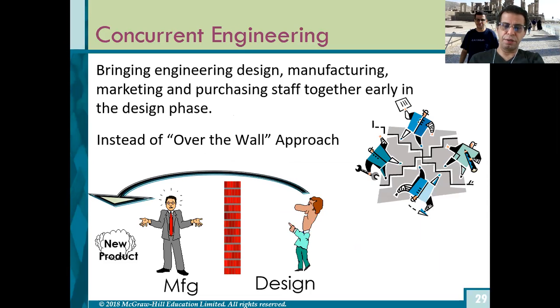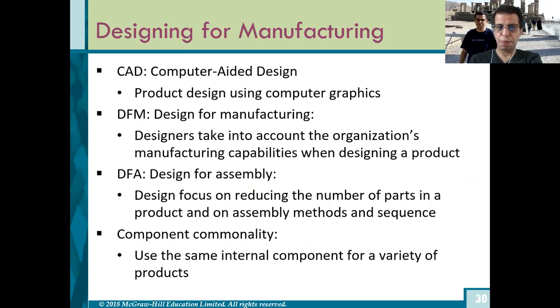Concurrent engineering. There is something called the over-the-wall approach. You do a design, you throw it to manufacturing and say, produce this for us, and usually the manufacturers have no idea what is happening. But in concurrent engineering, you bring engineering, design, manufacturing, marketing, and purchasing together in the early design phase, so that all of them work together to come up with a perfect or competitive product.